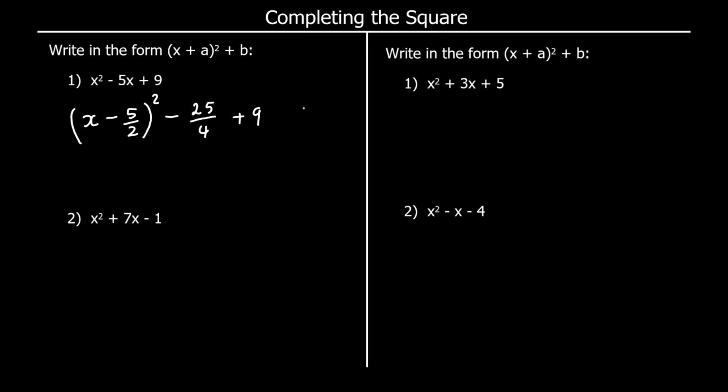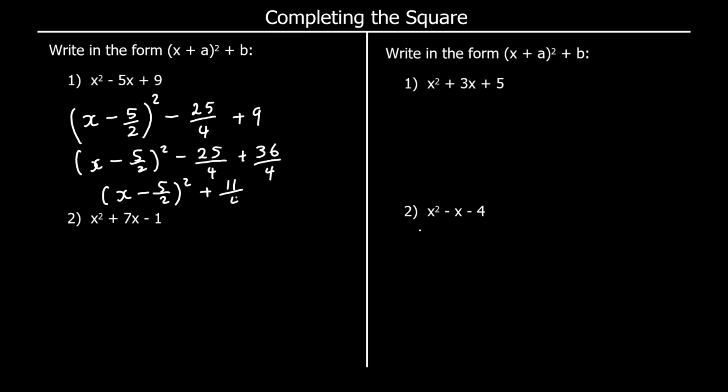9 is the same as, in quarters, 9 is 36 quarters. I'm just doing this without a calculator. If you had a calculator, you could just type this straight in. But without a calculator, I'm changing 9 to 36 quarters, and negative 25 quarters plus 36 quarters will be 11 quarters. So x minus 5 over 2 squared plus 11 over 4.